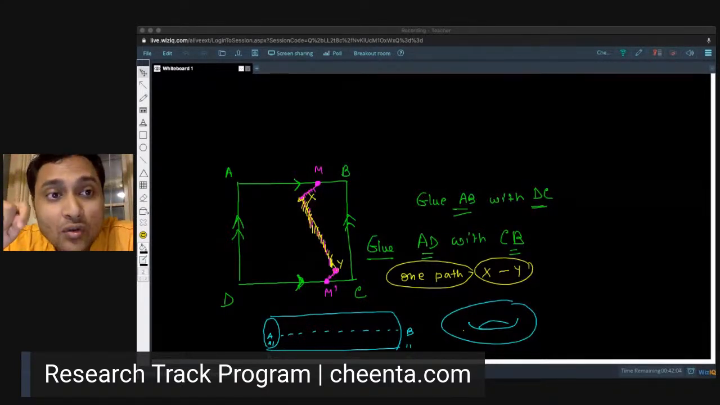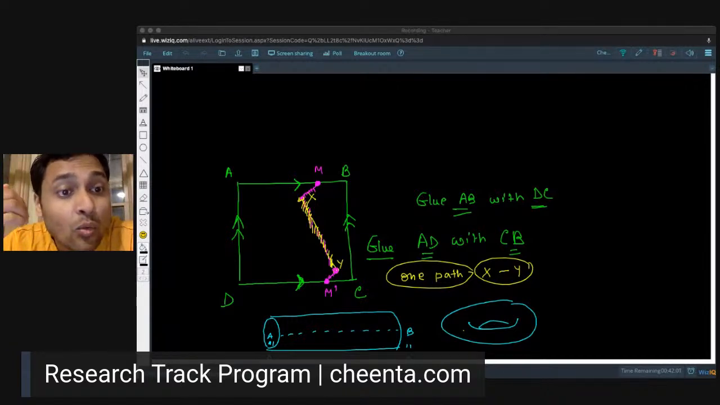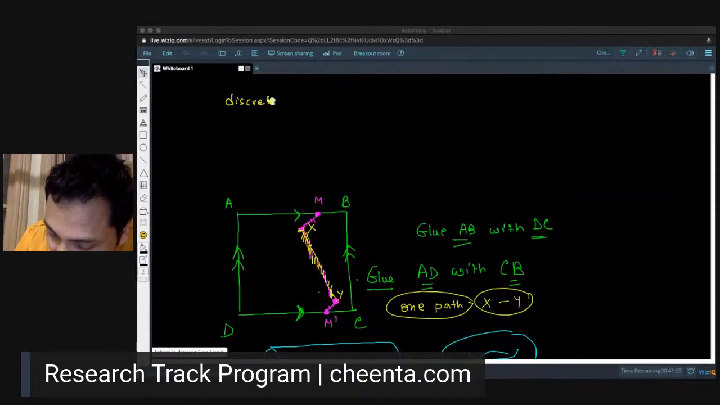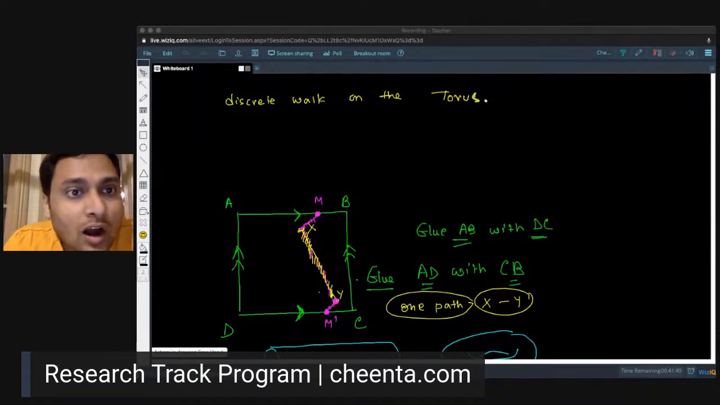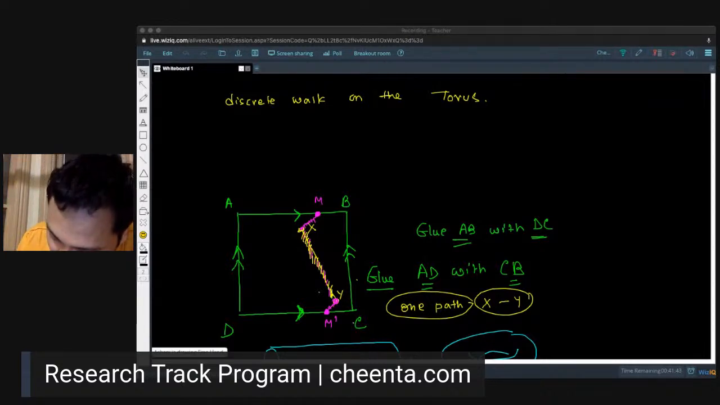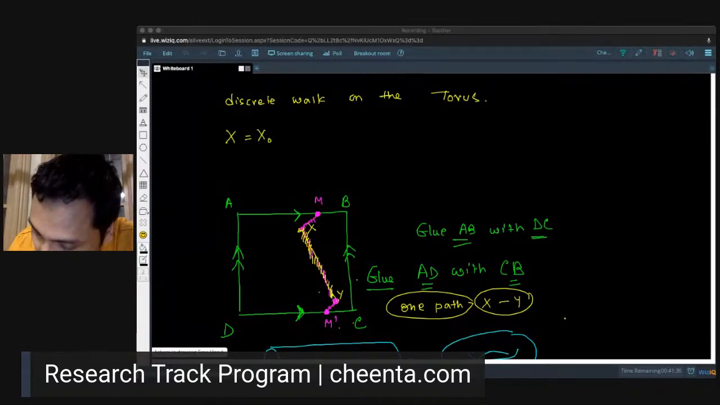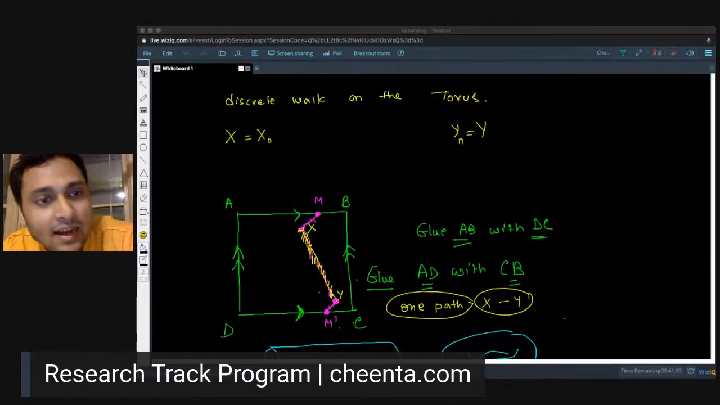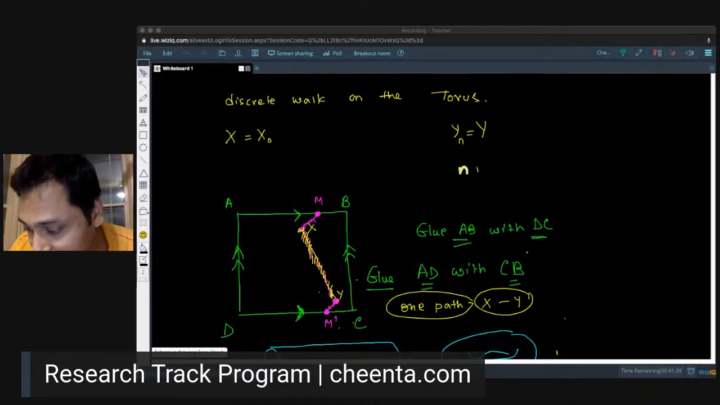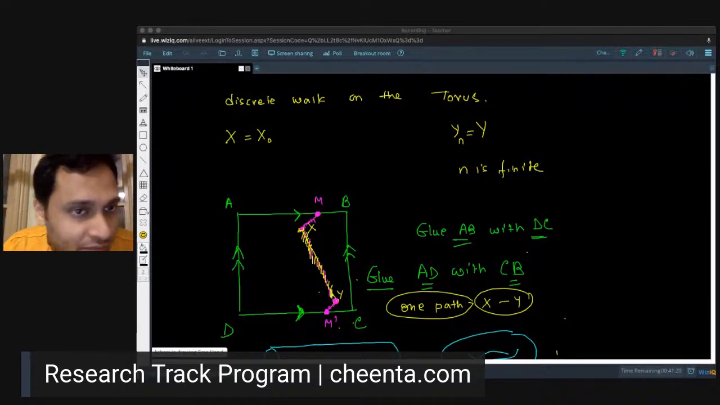So what we will do is talk about something called discrete walks, a discrete walk on the torus. So how does the discrete walk work? Well, you take a point, this point is X, let's call it x0, and the final point is Y, let's call it yn, the nth point. So x0 and yn are the two end points, and n is finite. Basically n could be 20, for example.